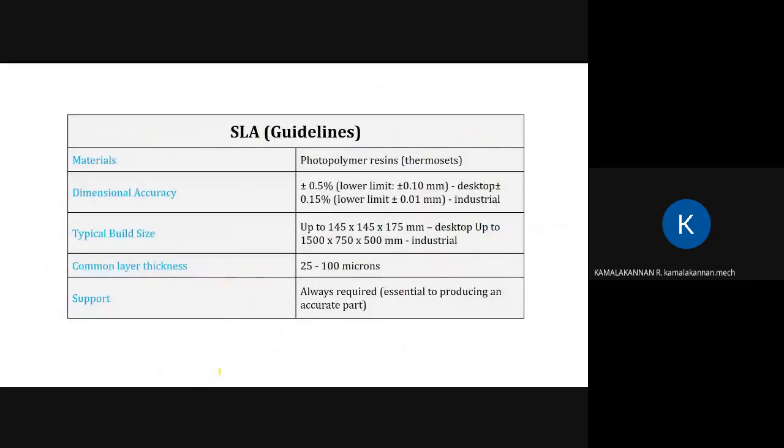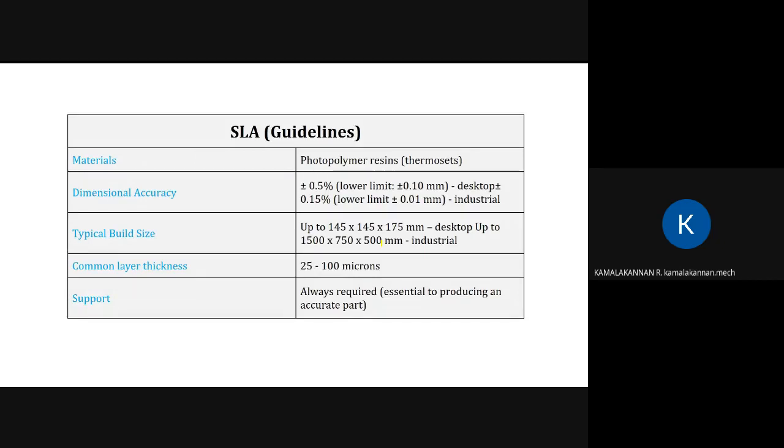So next one is SLA guidelines. The material you are going to use is photopolymer, and dimensional accuracy will be plus or minus 0.5 to 0.15. This is the maximum you will get. Build size 145 by 145 by 175 mm, maximum up to 150 by 750 by 50. This you can achieve easily.